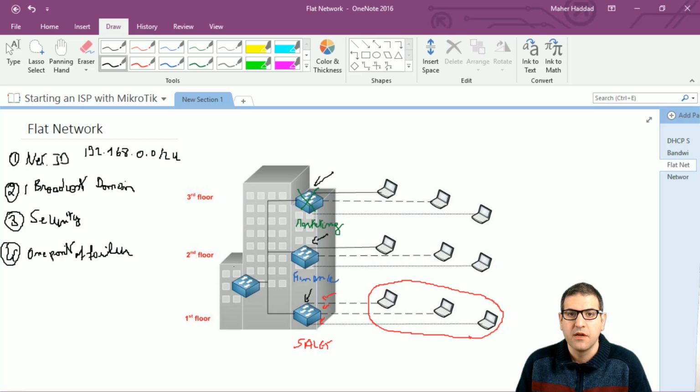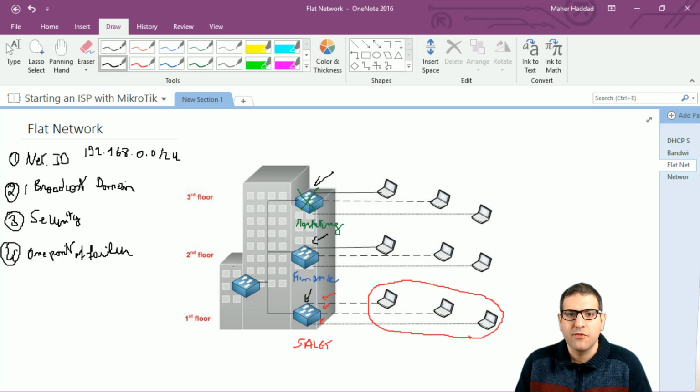So these are problems that can happen when we are deploying a flat network. That means one network, and all users are on the same network ID. They can cause a lot of broadcast problems. There's no security to assure that each department is not able to see the others on the network, and then we have one point of failure. So these are the main problems that you can have when you deploy a flat network.